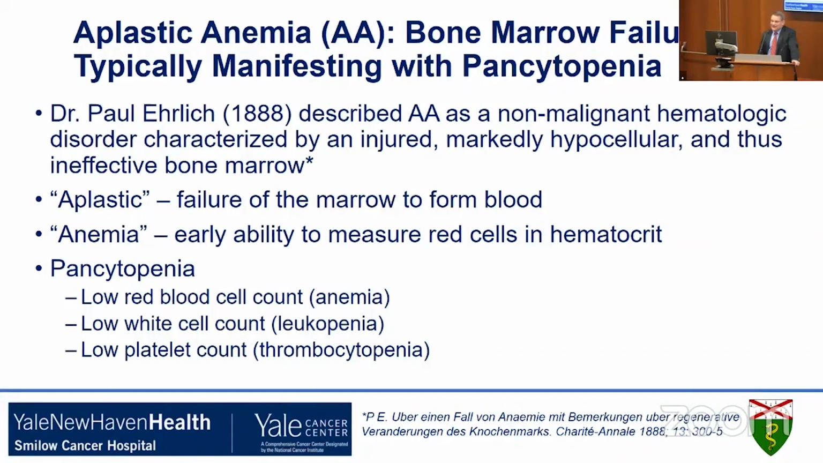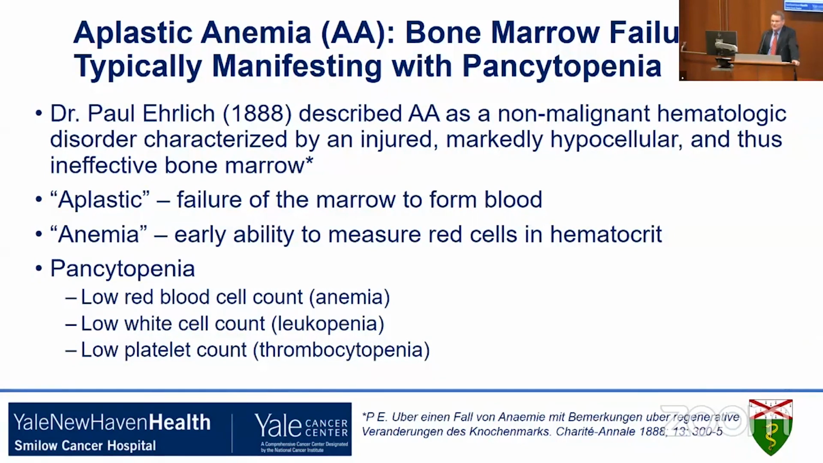Aplastic anemia as a label for this condition was coined by Paul Ehrlich. He was a German scientist who described this condition in the 19th century. It was described as a non-malignant hematological disorder, meaning it is not cancer, characterized by injured and markedly hypocellular marrow, which is not effective and doesn't produce cells. Hypocellular means low cell count.